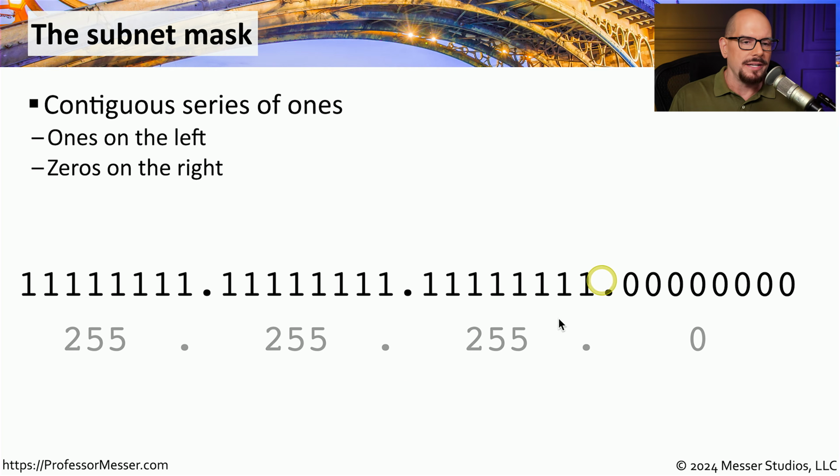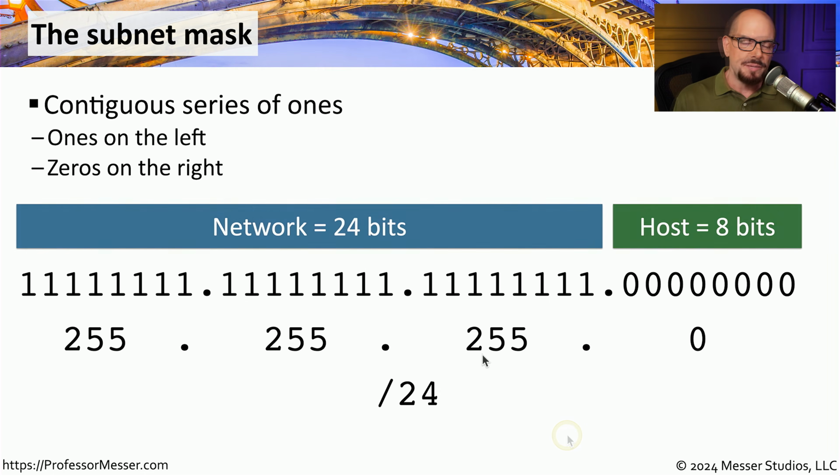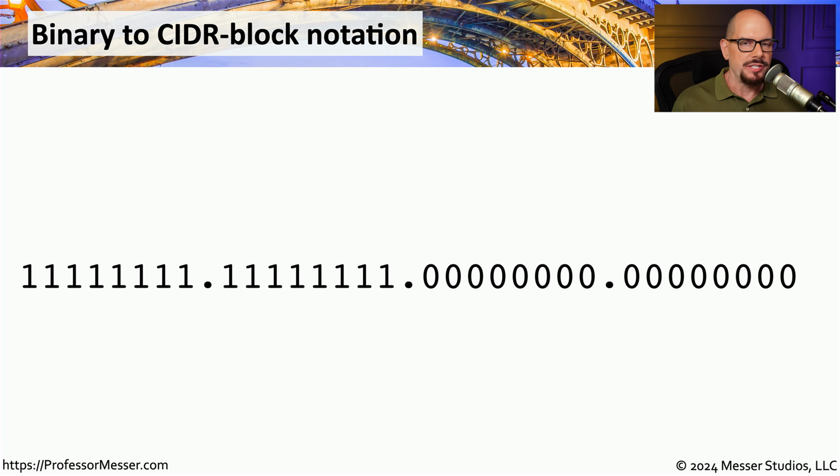If we were to write this out in decimal, it would be 255.255.255.0. And if you were to write this out in CIDR-block notation, you would count how many ones are associated with this subnet mask. In this case, there are 24. So the CIDR-block notation would be /24. The subnet mask is obviously used to separate the network part of the address from the host part of the address. So for this particular subnet mask, the network address is 24 bits in length and the host address is 8 bits in length.